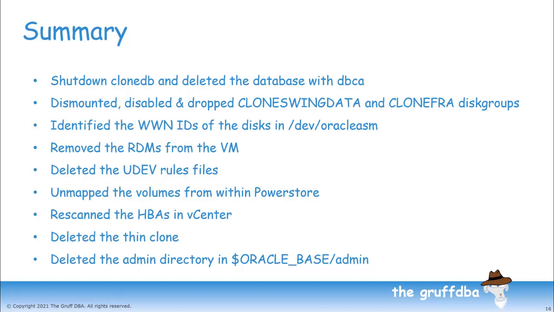We dismounted, disabled, and dropped the clone_swingdata and clone_FRA disk groups. We identified the WWN IDs of the disks in /dev/oracleasm, and then we used that to remove the RDMs from the VM. We deleted the udev rules, we unmapped the volumes from within PowerStore, we rescanned the HBAs in vCenter, deleted the thin clone, and finally deleted the admin directory in ORACLE_BASE.